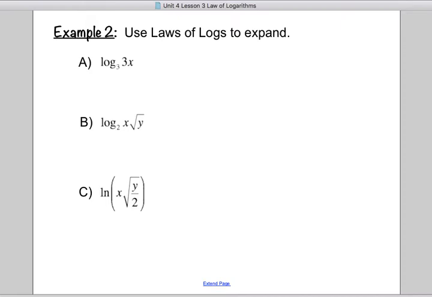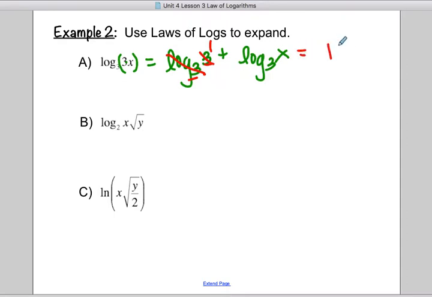Here we need to use our logs to expand. Expand means to make bigger, so we're going to write it out the longest way possible. In here, I see that this is really 3 times x. So I'm going to rewrite log base 3 of 3. Multiplication is then rewritten with addition, log base 3 of x. I would look, is there any of these I can simplify? This is to the first power, so log base 3 of 3 is really just 1. So it would be 1 plus log base 3 of x. And I can't simplify log base 3 of x because I don't know what x is.